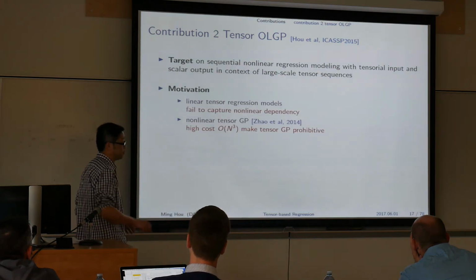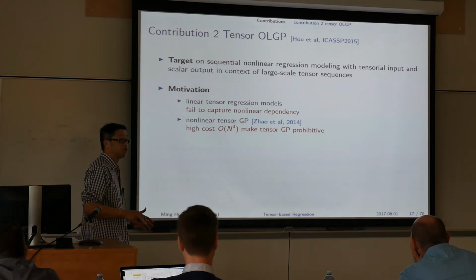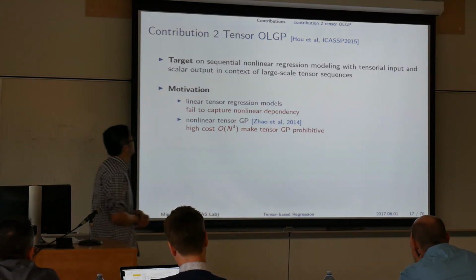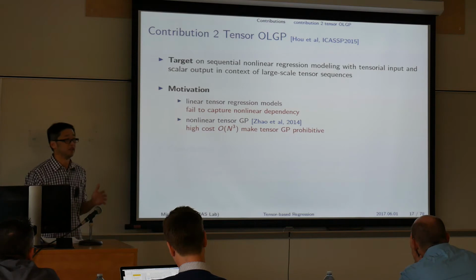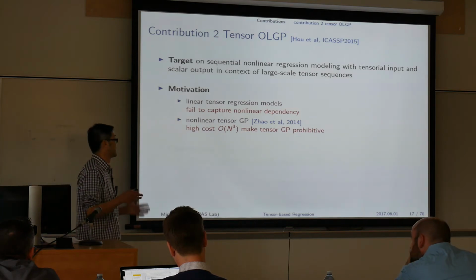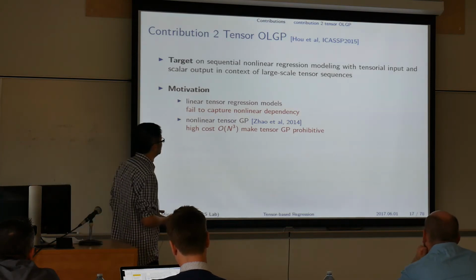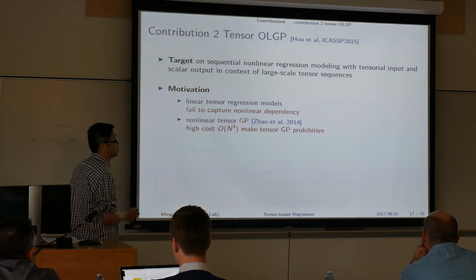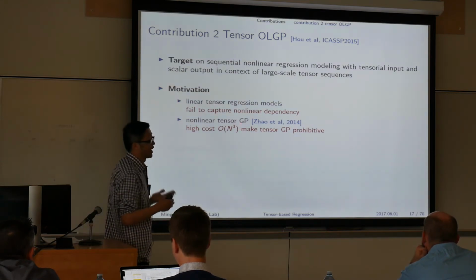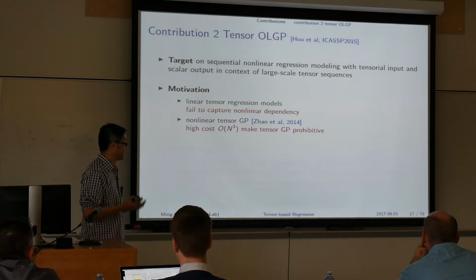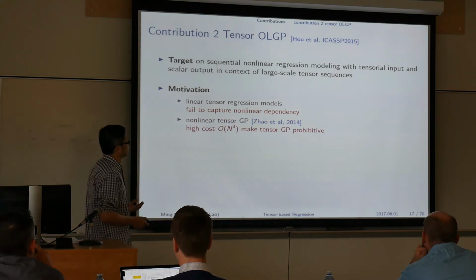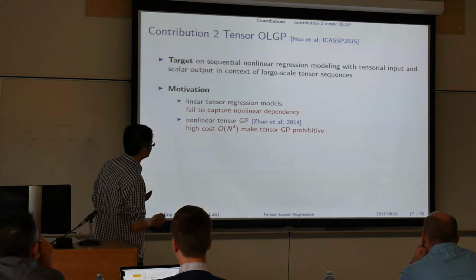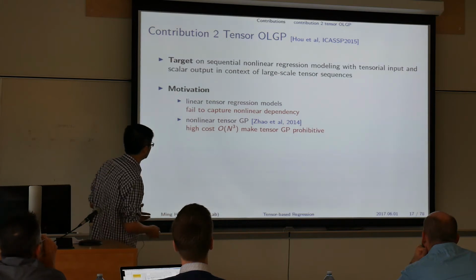This work was motivated by the fact that linear tensor regression, which is always based on the multilinear assumption, is restricted because it cannot capture the nonlinearity between the tensor input and output. The nonlinear tensor GP is able to flexibly model the nonlinear dependencies, but suffers from high computational cost when the sequence size is large.